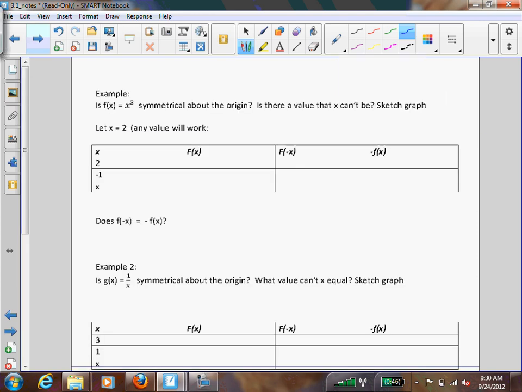I want to know if f of x equals x cubed is symmetrical around the point. Is there a value that x can't be? Kind of give me a sketch of the graph. Let x equal 2 is what I'm going to say. We're going to do this with values so that you see what's going on. But ultimately, you have to prove f of negative x equals the opposite of f of x. The numbers are just kind of your backup. Okay? All right, so we know that this is what shape?